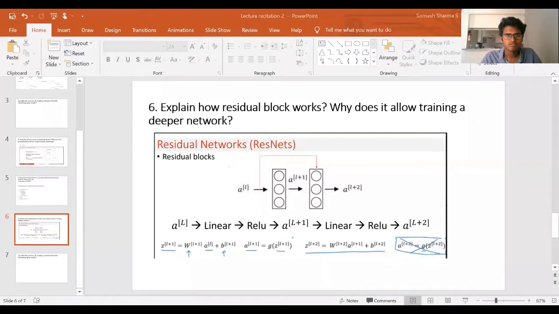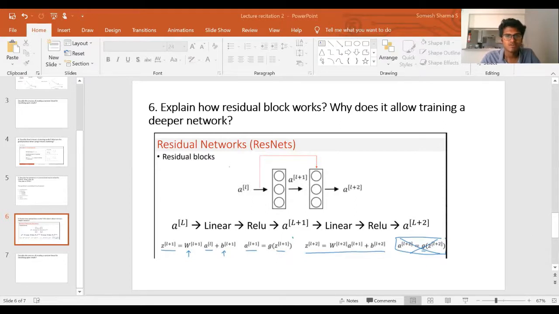Okay. So the question is: explain how a residual block works and why it allows training a deeper network. I'll go to the first part of the question and answer it directly: explain how a residual block works. First, the residual block will map A of L to the next layer, the same as a linear transformation, and add a bias. And then it will have a pre-activation function, that is Z of L plus one.